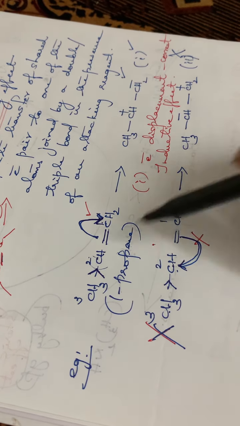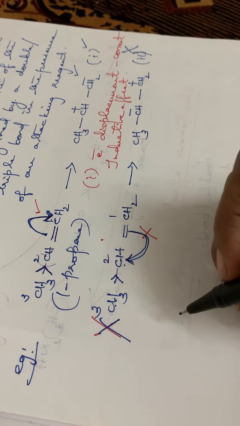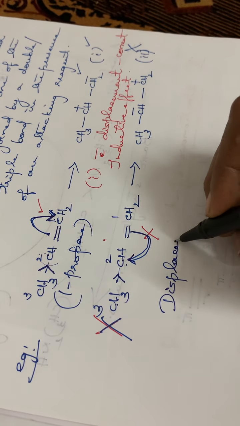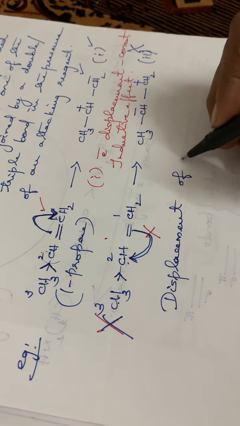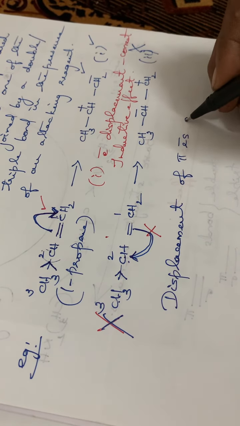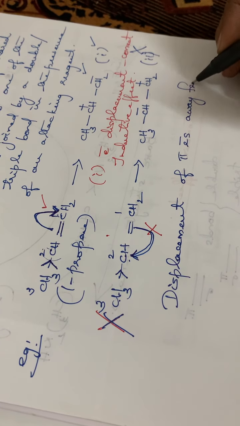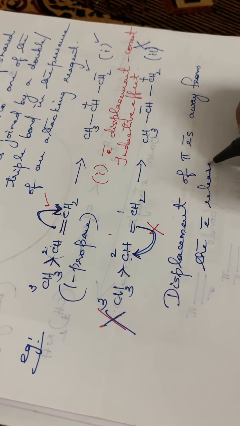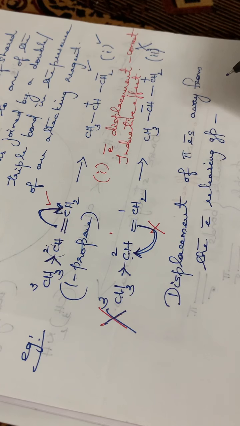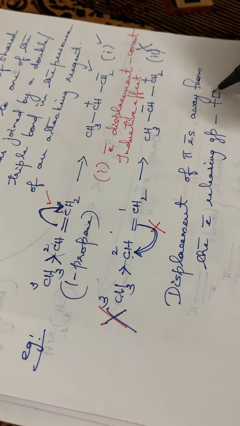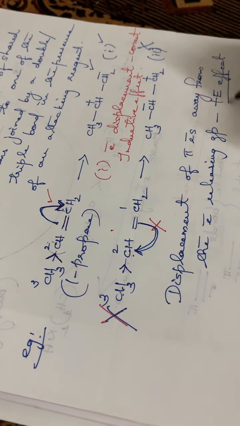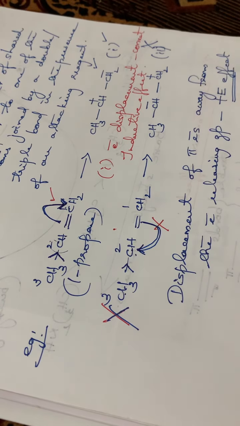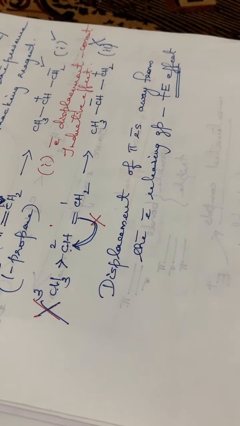So if a plus I effect group is there, and the displacement of pi electrons is away from the electron releasing group, as in the first case, then that type of electromagnetic effect is the plus E effect, just similar to the inductive effect. The displacement of the pi electrons away from the electron releasing group is the plus E effect.